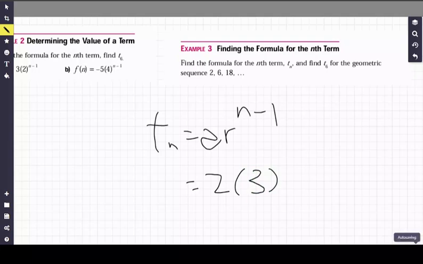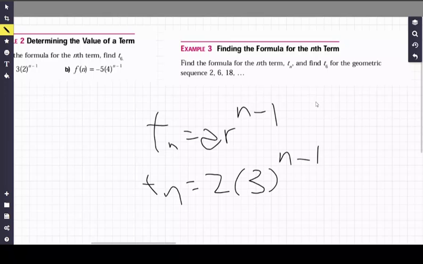And our nth term is just n minus 1, right? Because we can't plug in any n. So this essentially is going to be our formula to find any term in this entire sequence. Tn equals 2, 3 to the n minus 1.